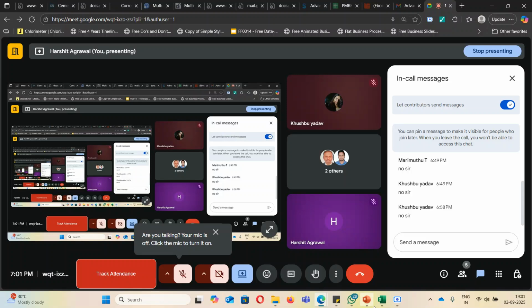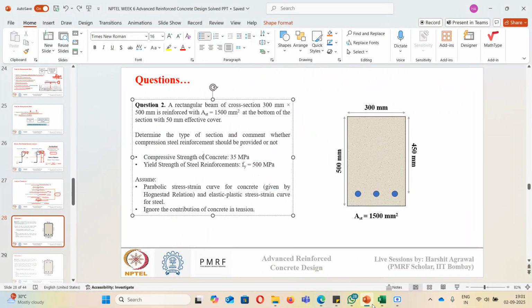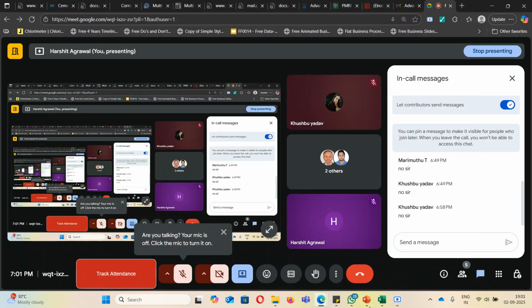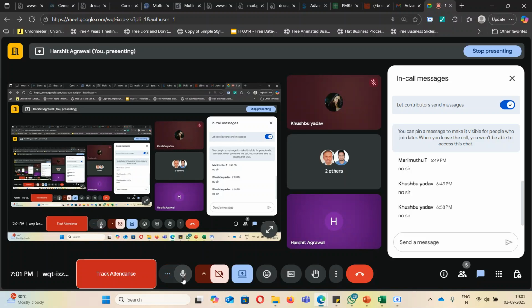So was anyone able to calculate what the balanced reinforcement area is, or can anyone tell me how we'll do the calculation for balanced reinforcement? Can anyone unmute and just tell the procedure of how we'll determine the type of section?